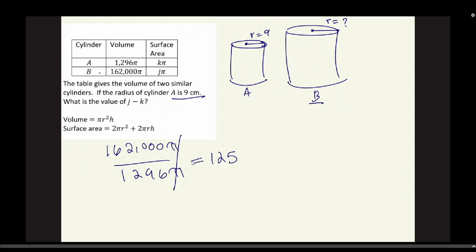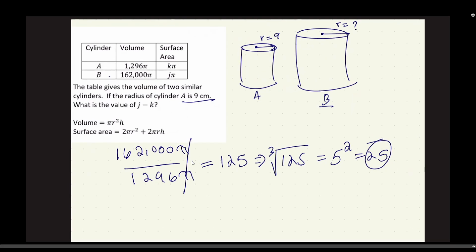But we're supposed to find the surface areas for these cylinders. And we know that surface area is a 2-dimensional concept. So what we can do here is take the cube root of 125, which we know is 5, and square the scale factor again to get 25. So what does 25 mean here? 25 is basically the scale factor in the second dimension.